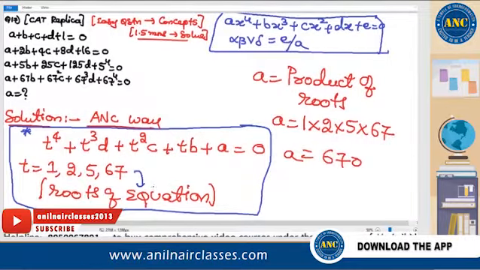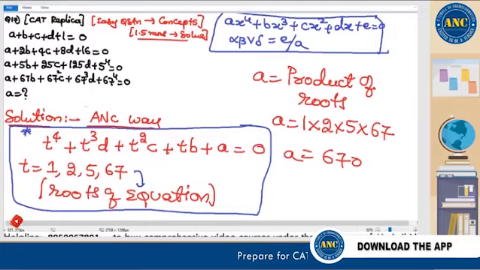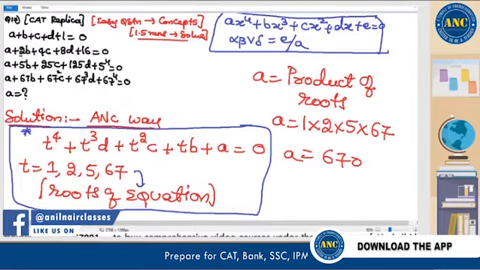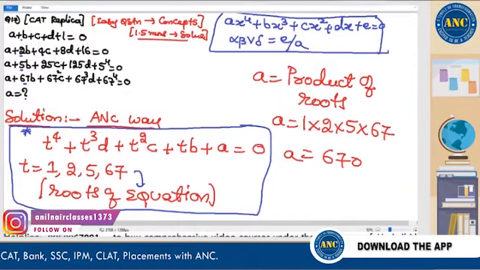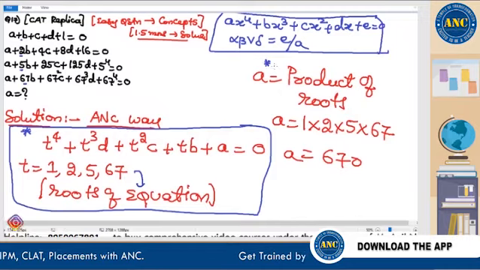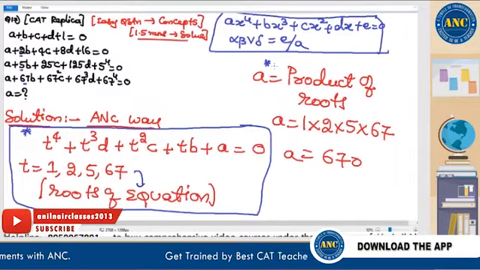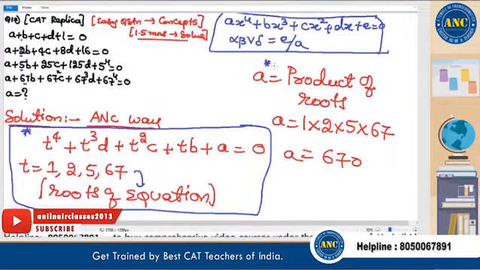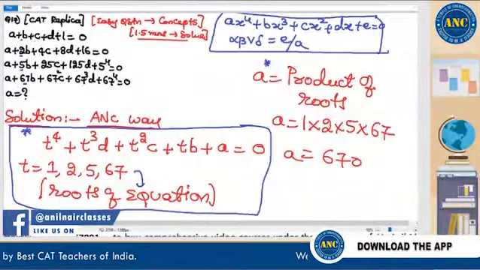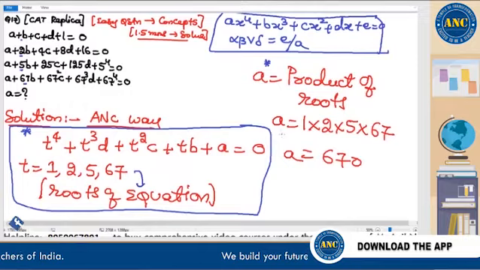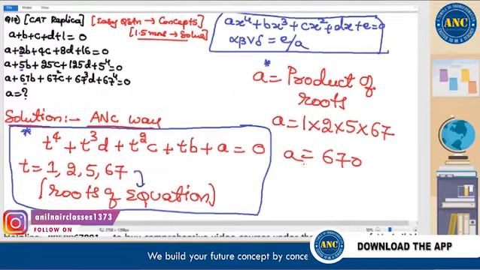I hope it is clear. These are the roots of the equation. The entire root cause is the coefficients of B: 67, 5, 2, 1. So 67 tens are 670. Answer is, for A, 670. I hope it is clear. Idea clear, right, sir? Idea clear?